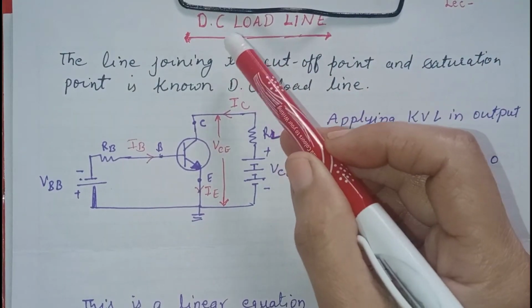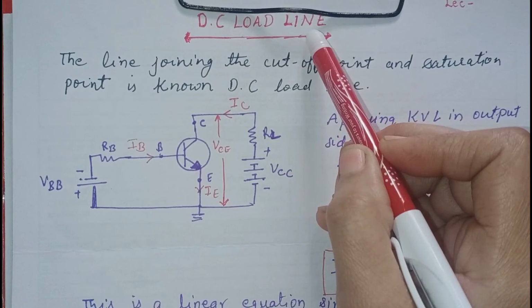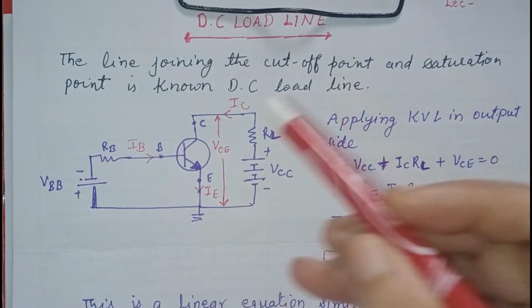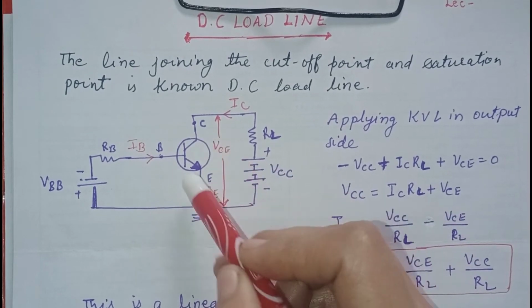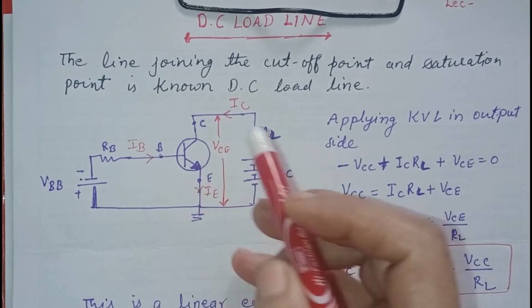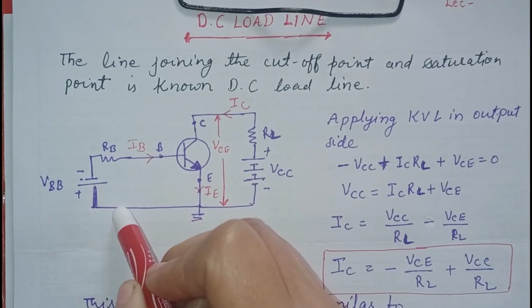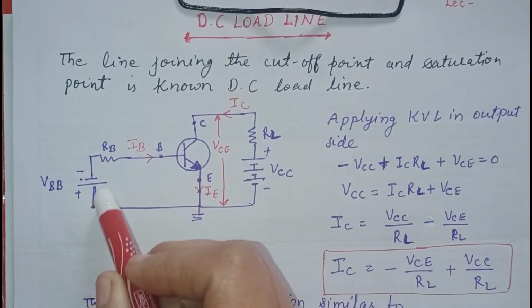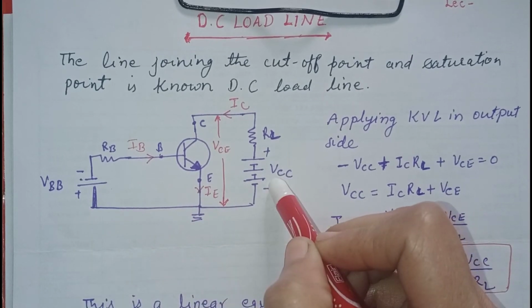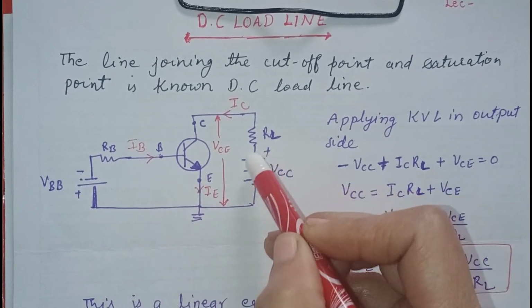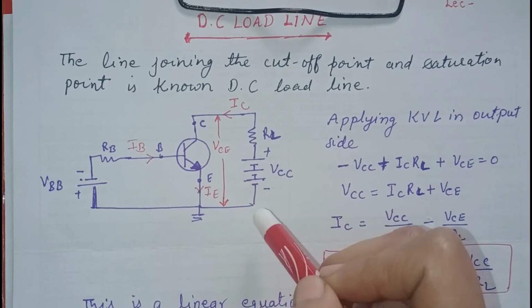In this video, we will discuss the DC load line of a transistor. The DC load line explains the DC conditions in a transistor circuit. When no signal is applied, only the batteries, meaning the DC voltages VBB and VCC, are applied in the circuit, so there are only DC conditions in the circuit.